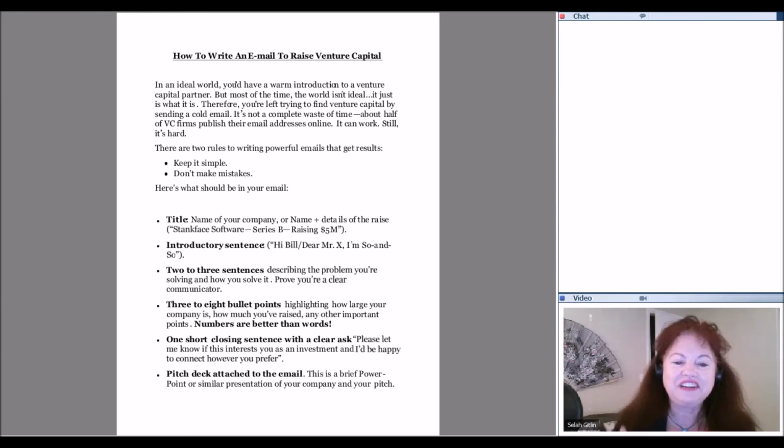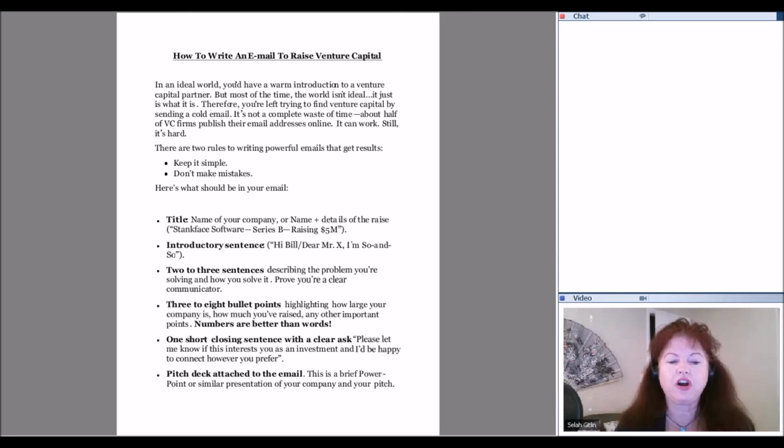So you're left really trying to find venture capital by sending a cold email, meaning no introduction, no connection, nothing. Now, listen, doing that is not a complete waste of time, right? Because in fact, about half of venture capital firms actually do publish their email address online. They don't mind getting emails with proposals. It saves them from doing work. They never know what's out there, right? So about half of them do. Others don't, and then, you know, just leave them alone because there are a lot of VC firms out there. So it can work, right? It really can work, and it does work. Still, it's hard, right? It's not easy.